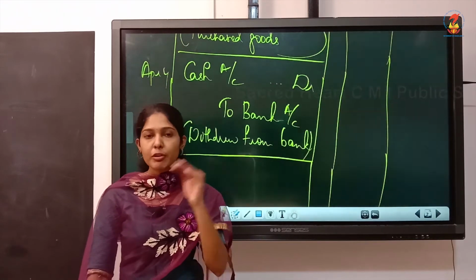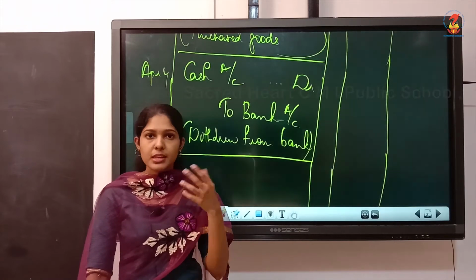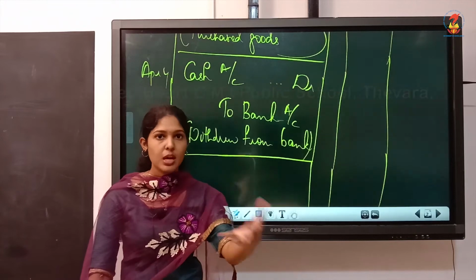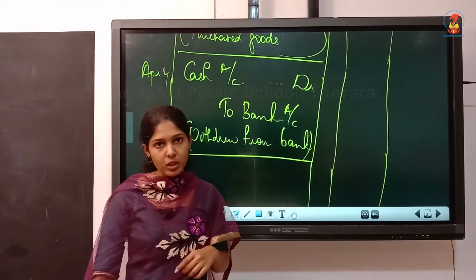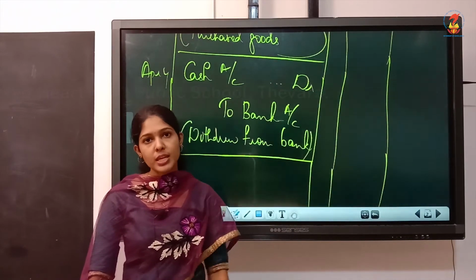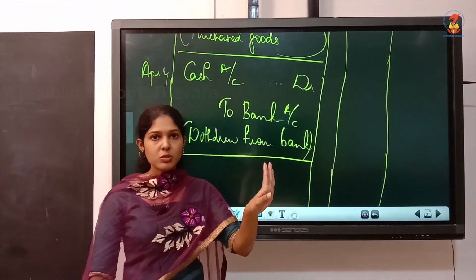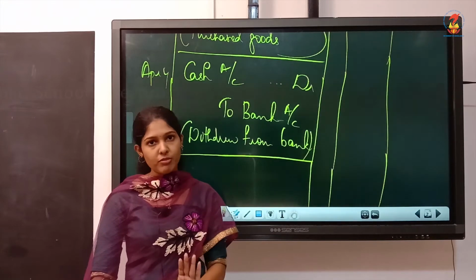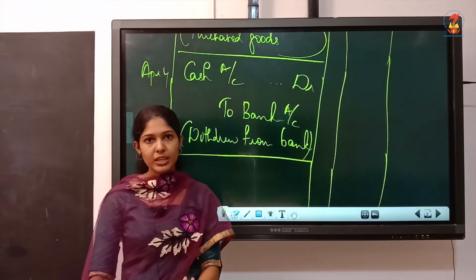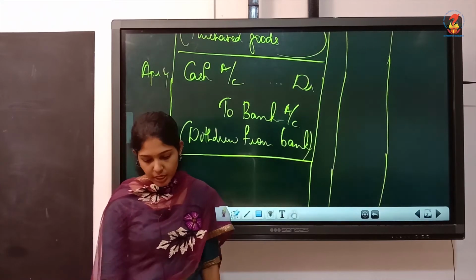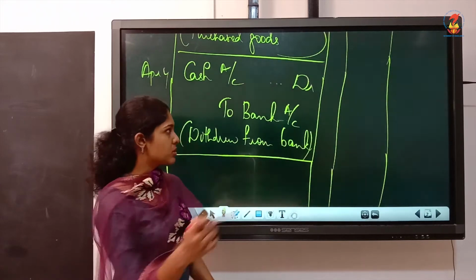So if nothing is mentioned, you take it as for office use. Office use means for the use of business. In certain questions, they will specifically mention that it is for personal use. Personal use means it is for the owner. Owner is withdrawing. Then drawings account must be debited. Only in that case. Or else, if nothing is mentioned, you can take it as office use. Here it is specifically mentioned it is for office use. Then this is the entry. The amount is 1000.